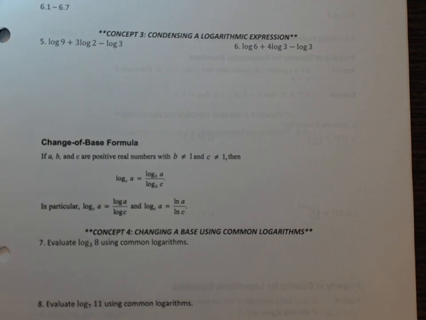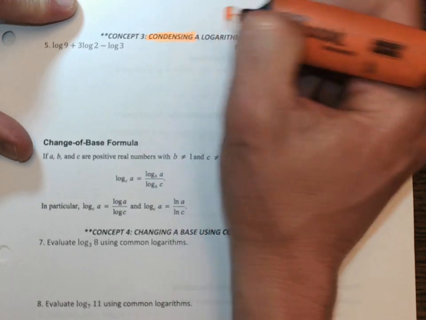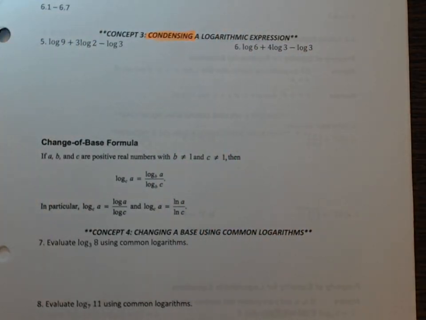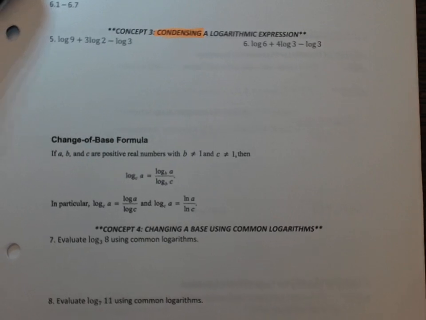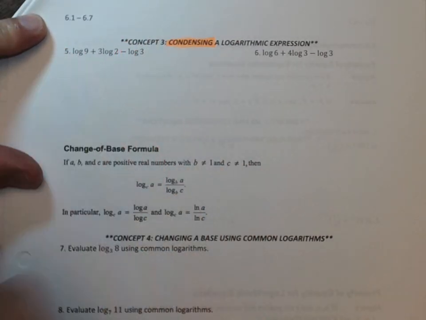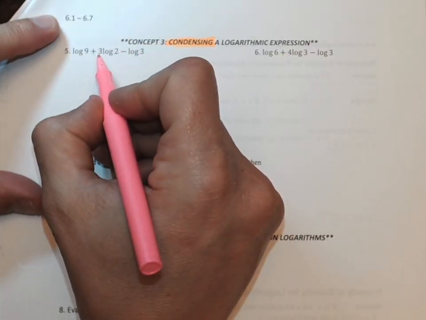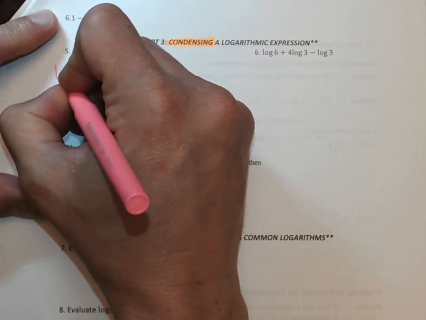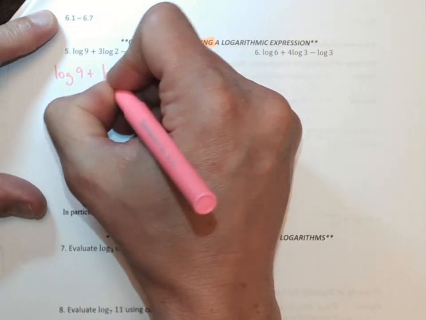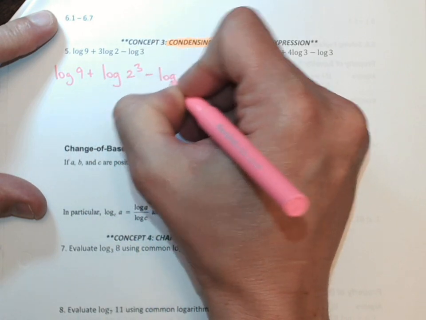And this time what we're going to do is condense. So just the opposite of what we did. Instead of expanding it out, we're going to condense using those same properties that we talked about. Okay, here we go. Log of 9 plus 3 times log of 2 minus log of 3. The first thing I'm going to do is take that 3 and move it on up. So I get log of 9 plus log of 2 cubed minus log of 3.